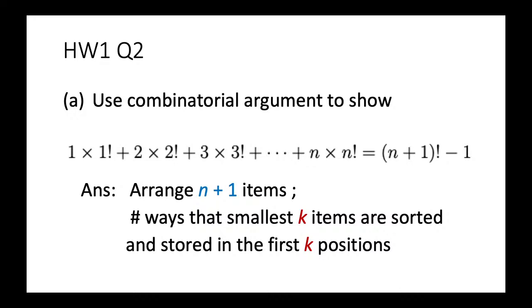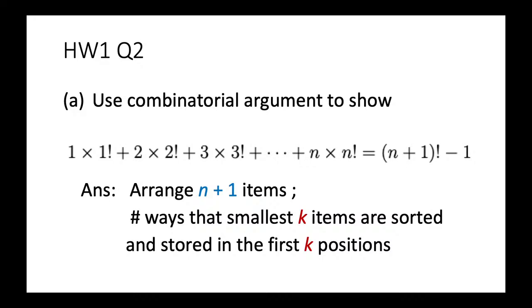So we can repeat this argument again and again so that we will get something that is equal to the left-hand side. The last case here is 1 times 1 factorial. It corresponds to the case where 1, 2, 3 up to n minus 1 are already at their corresponding positions.